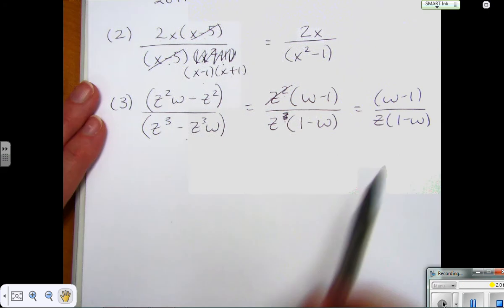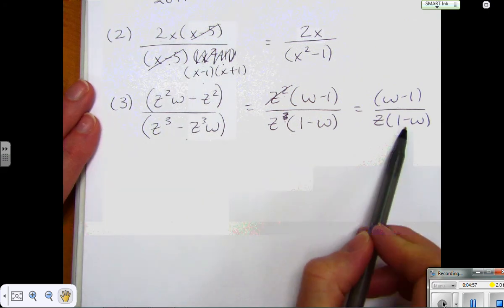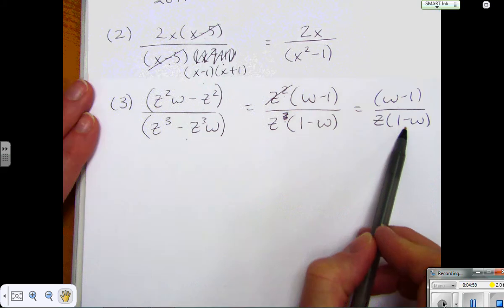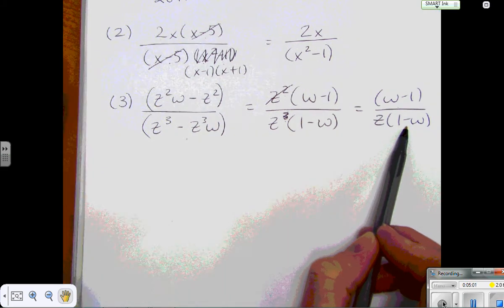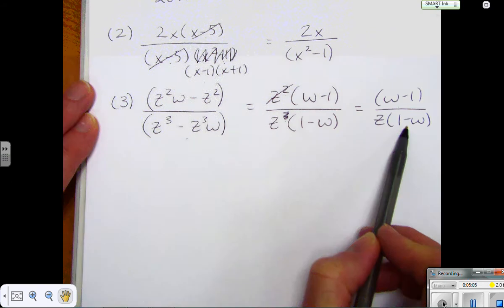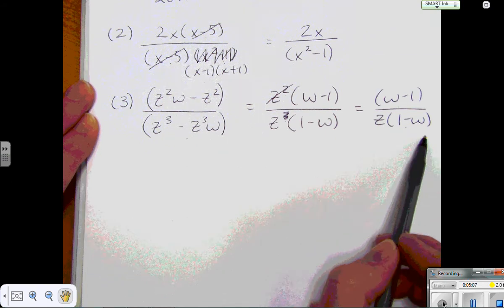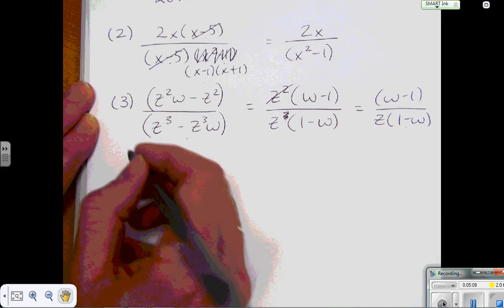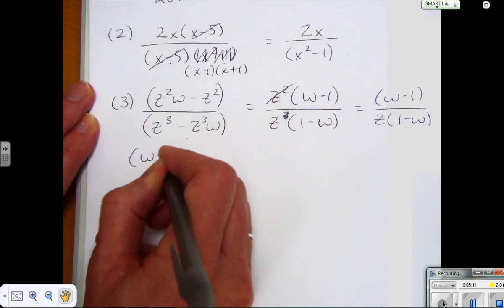And the w minus 1 in the numerator is very similar to this 1 minus w in the denominator. Okay, but they're not the same signs, right? The signs are backwards. So what we can do is factor out a negative from one of those binomials. It doesn't matter if it's the top one or the bottom one.